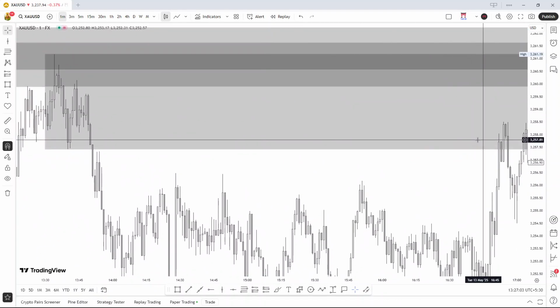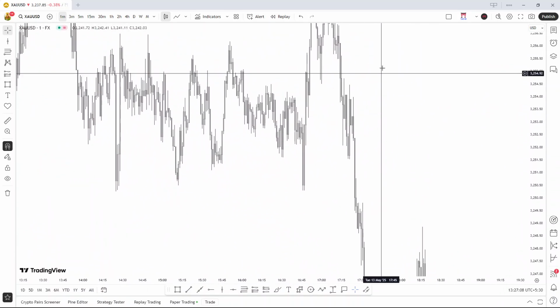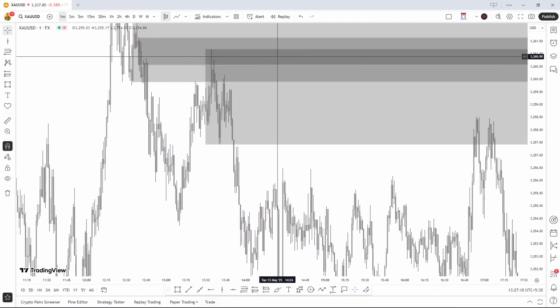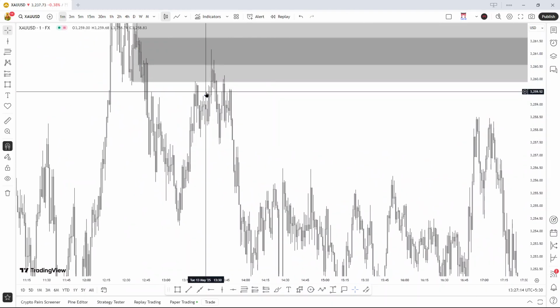After that, price did come back here to retest the entry, but it worked out in our favor regardless. Now this was definitely a risky trade, not a trade I would take in a live account or a funded account, but just to scratch the itch, definitely good.